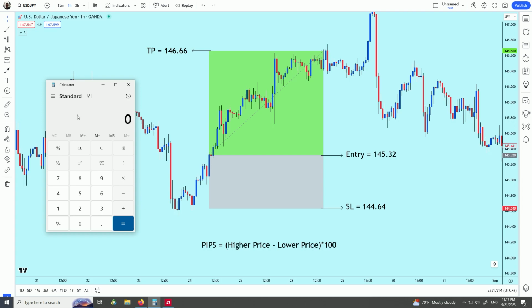Now let's calculate how big is our stop loss level. The higher price in this case is the entry level and the lower price is the stop loss level. 145.32 entry level minus stop loss level 144.64, and we get 0.68. We multiply this number by 100 and we get 68. So our stop loss is 68 pips. We can now check here and see that this is the same number.